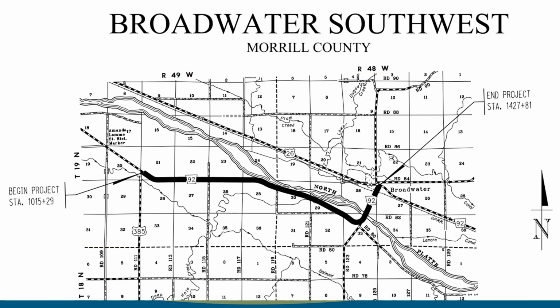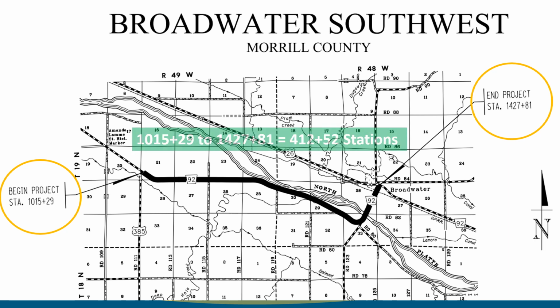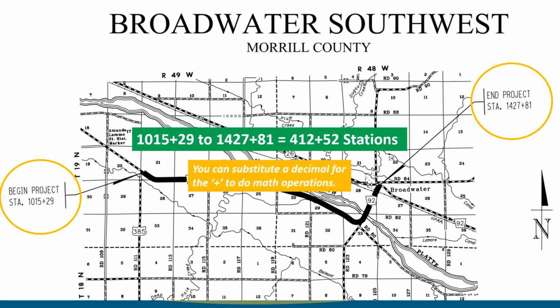Here I have expanded the map portion of the title sheet. You can see the beginning and the end of the project. This project is from station 1015 plus 29 to station 1427 plus 81, for a total of 412.52 stations. It is easier to just change the plus to a decimal when performing math functions in stations. Another way to think of it, this project has 412.52 100-foot sections.